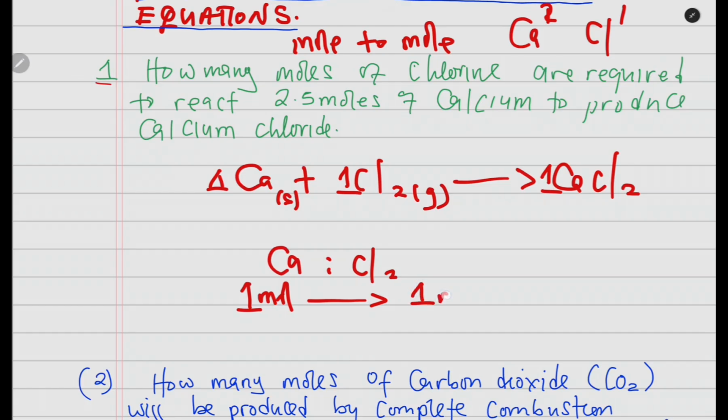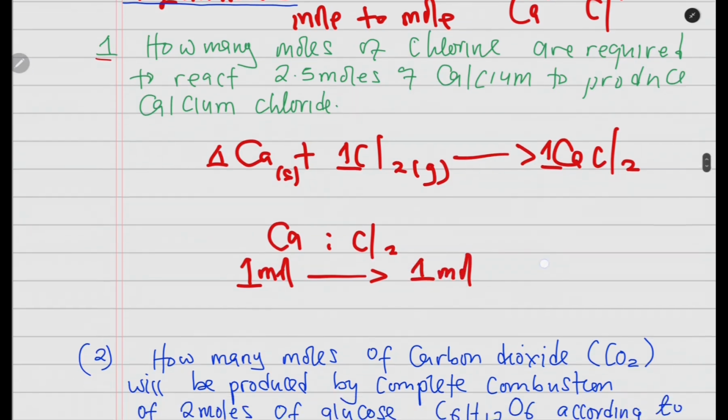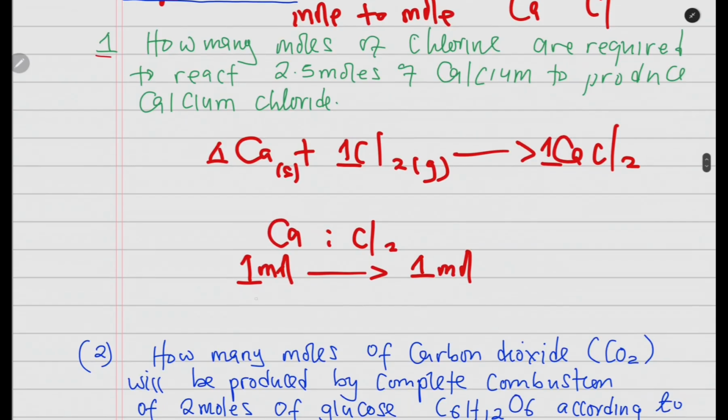1 mole of chlorine. Okay, then we have the given 2.5 moles of calcium. How many moles of chlorine will it react with? So that is the ratio that we form. So 1 mole of calcium reacts with 1 mole of chlorine. What about 2.5 moles of calcium? Okay, react with what? So in this case, react with what?